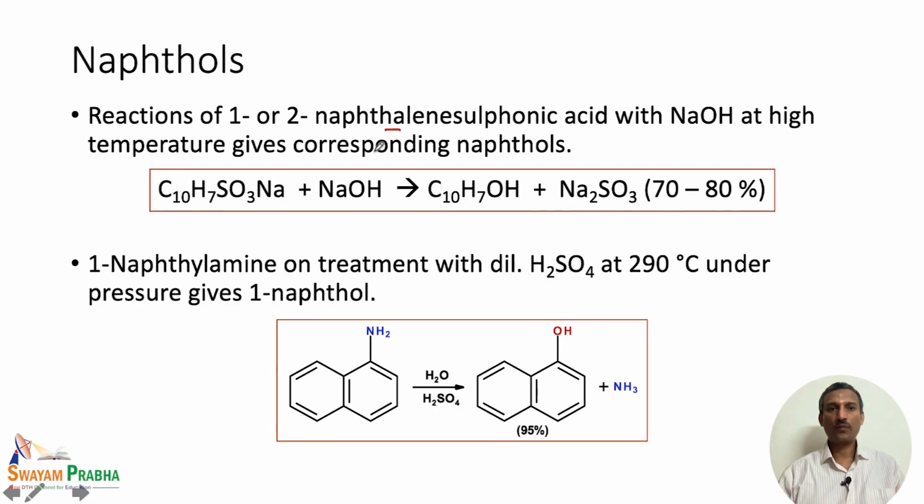The reaction of 1- or 2-naphthalene sulfonic acid with sodium hydroxide at a high temperature gives the corresponding naphthol. The equation is given here: sulfonic acid, sodium sulfite. If you remember, earlier we talked about naphthalene sulfonic acid being the starting point for preparing various derivatives. So 2-naphthalene sulfonic acid is the starting material here even for the preparation of 2-naphthol. And if we treat 1-naphthylamine with dilute sulfuric acid at very high temperature under pressure, that leads to the formation of the corresponding hydroxy derivative, that is, 1-naphthol is formed.